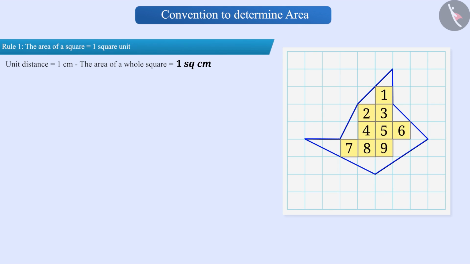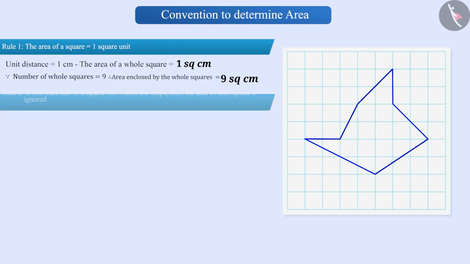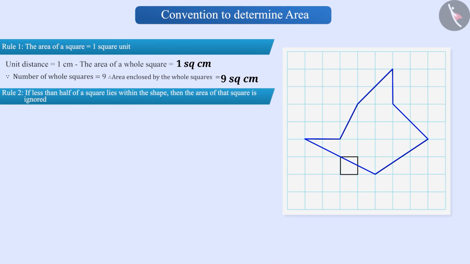In this way, the number of whole squares in the shape is 9. Since the area of an entire square is 1 square centimeter, we can say that the area enclosed by the whole squares is 9 into 1 square centimeter, which is equal to 9 square centimeters. Rule 2. If less than half of a square lies within the shape, then the area of that square is ignored.